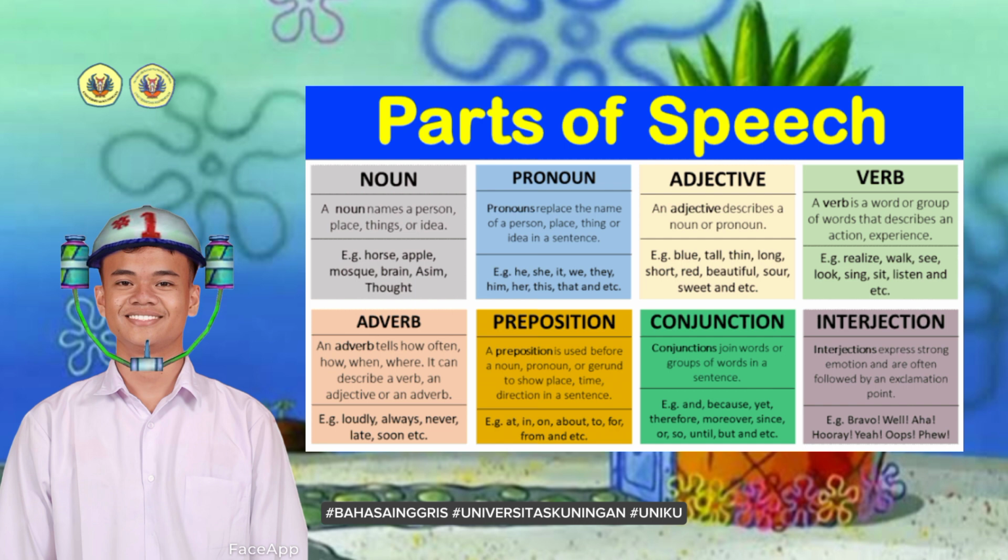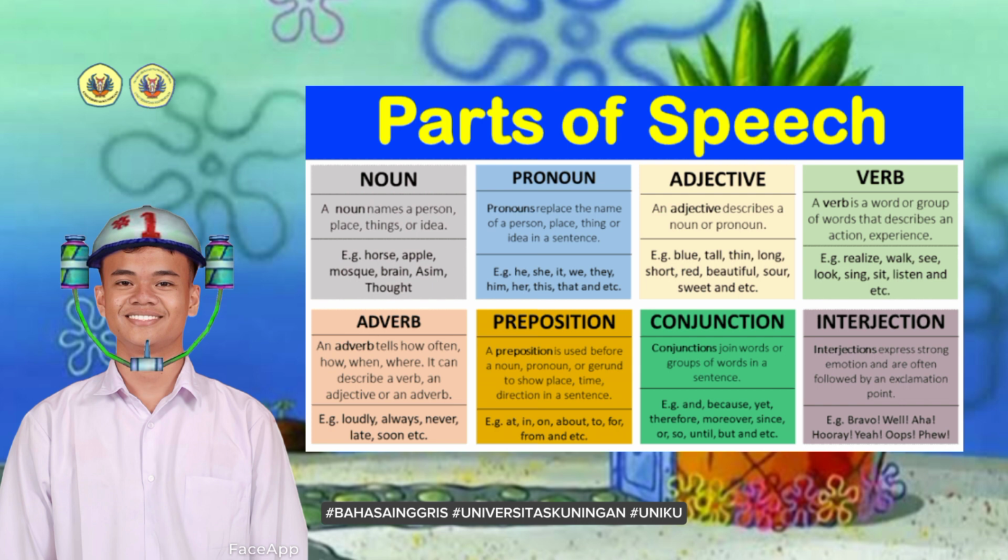Okay, we are moving to the next part, which is part of speech. There are 8 types of part of speech. The first one is noun. A noun is a word that represents a person, place, thing, or idea. Okay, we are moving to the next. The number 2 is pronoun. A pronoun is a word that is used to replace a noun in a sentence to avoid repeating the noun.